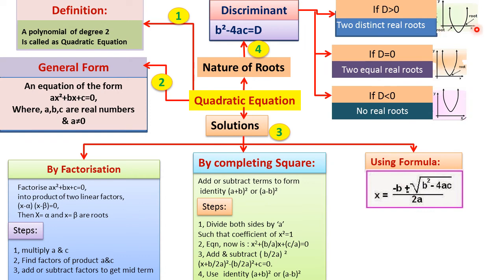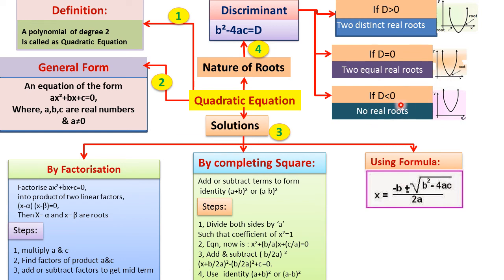If you draw that equation in the graph, it will intersect the x-axis at two different points, and those are the two roots of the quadratic equation. If the discriminant value is greater than 0, we will have two distinct real roots. If the discriminant is equal to 0, then we will have a single root, or you can say both roots are equal, since it is a quadratic equation and we get two roots. So if D equals 0, we have two equal real roots.